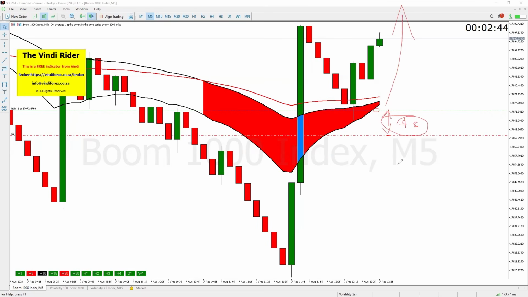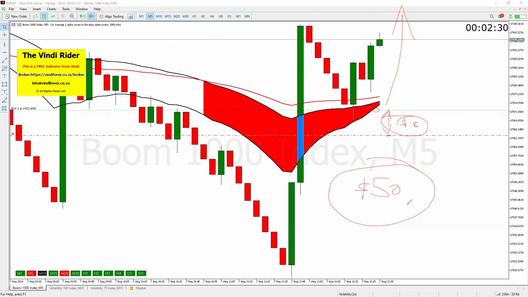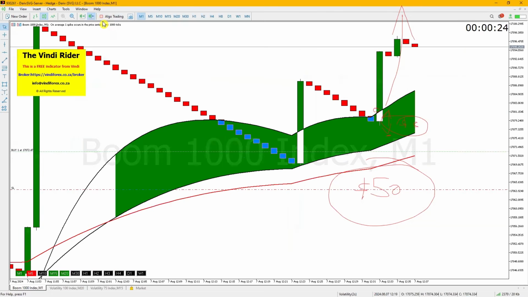Maybe when it gets to $50, I will just take my $50 and go. That's almost 1,000 rands if you are in SA, just from that one particular trade. But remember how I got this? I was on 1 minute looking at where spikes are most likely to happen. I'm trading the spikes.